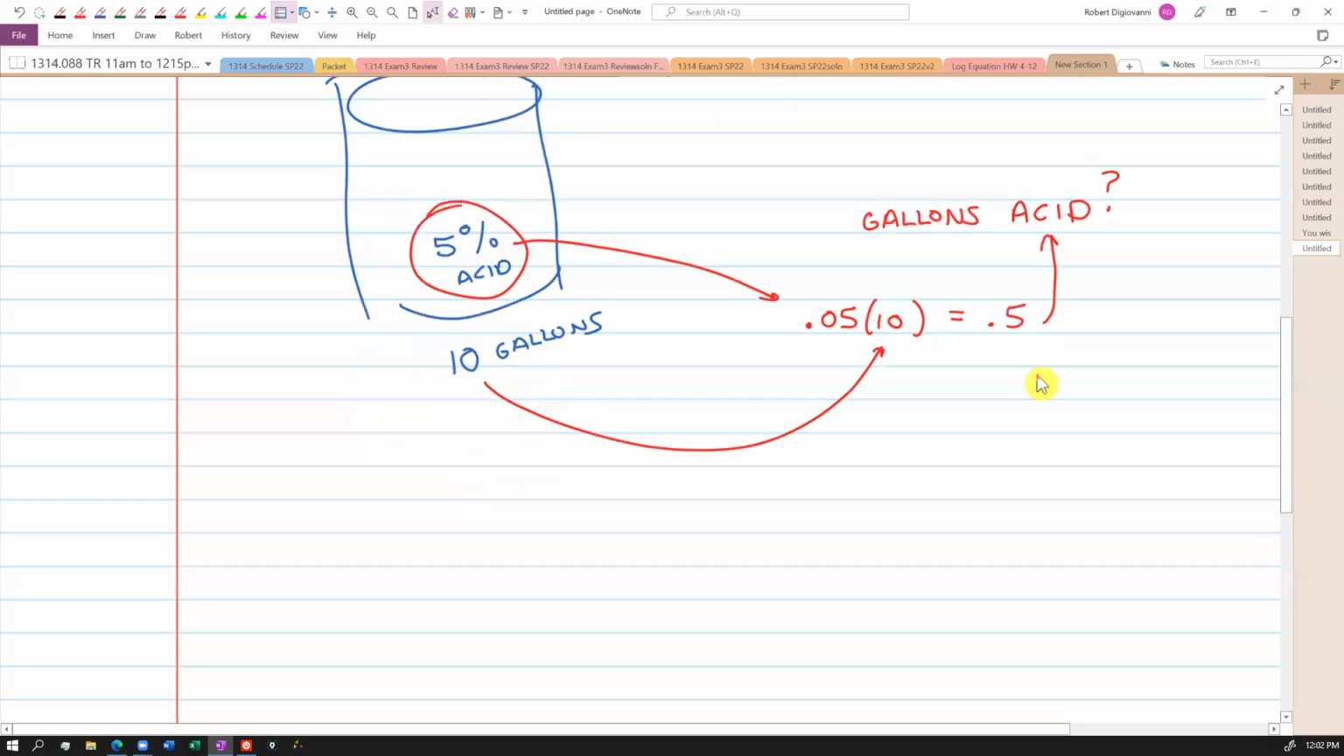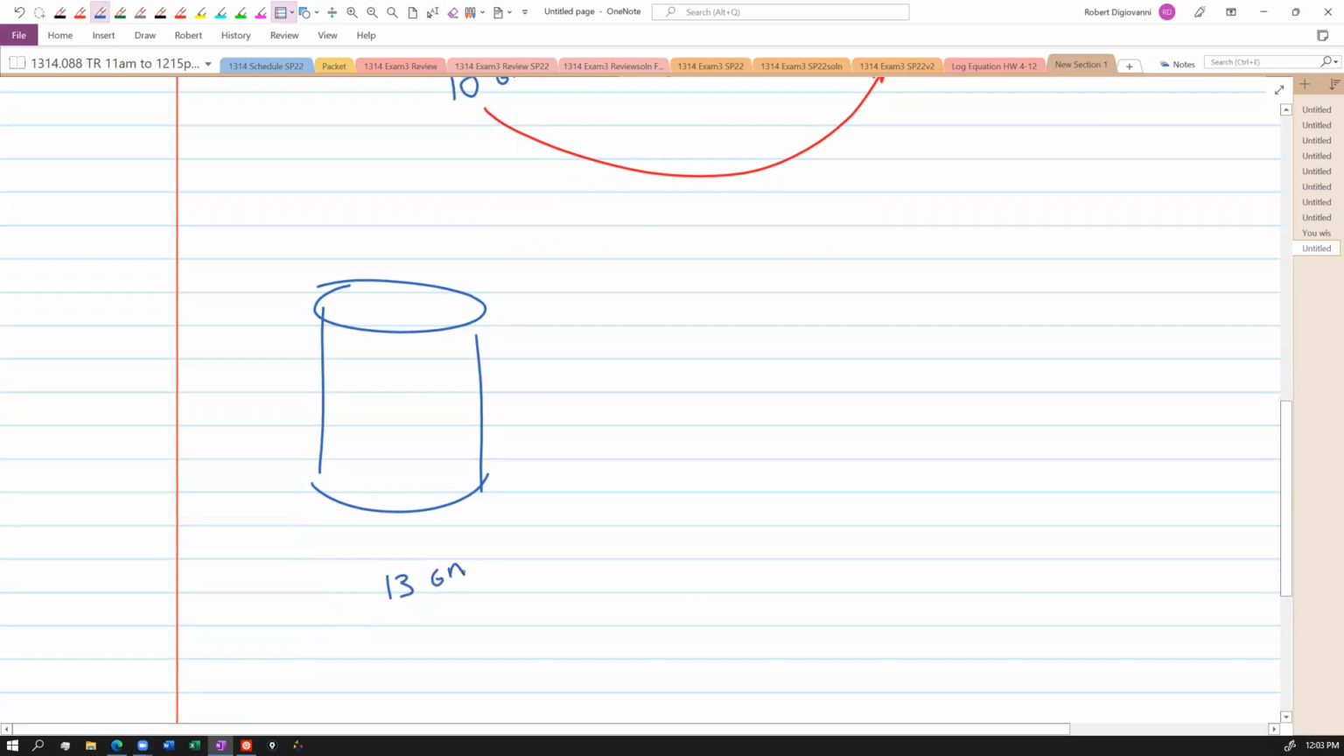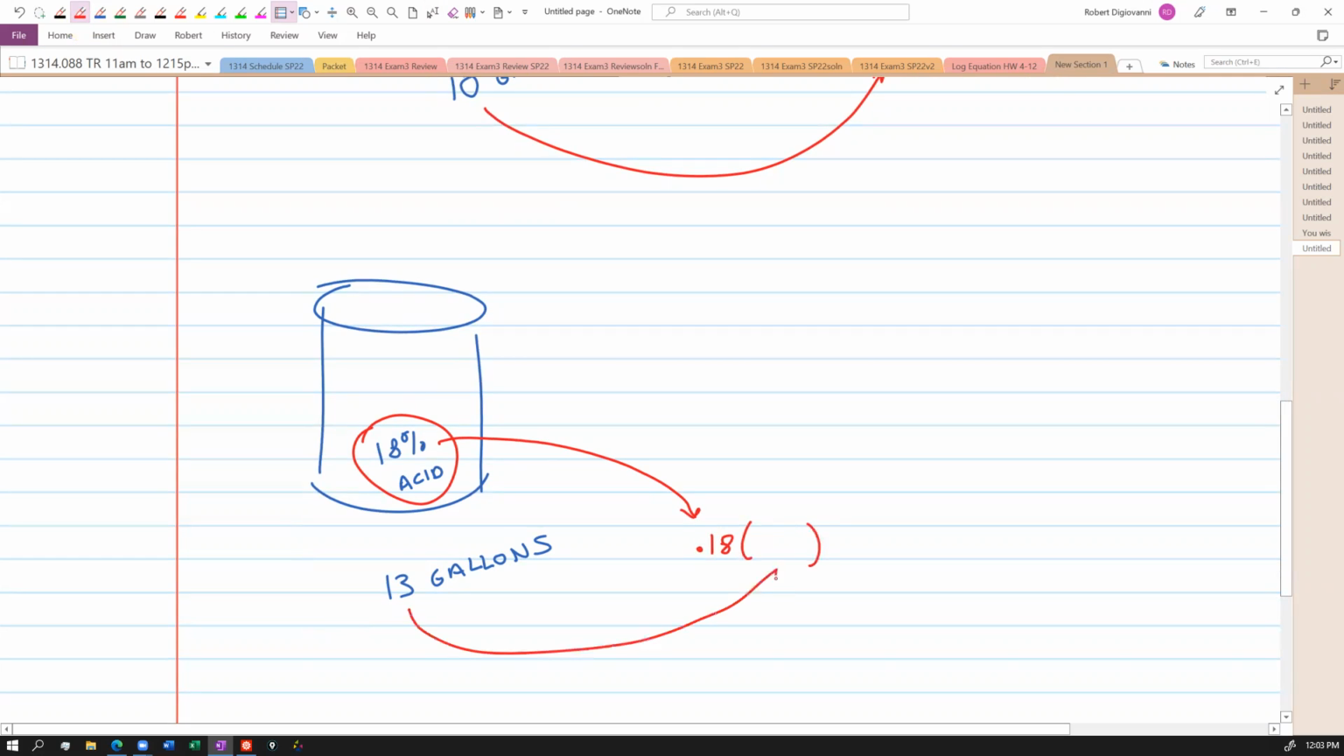Let me do one more. What if you had a container that had 13 gallons in it? See, I'm going to start using numbers that aren't nice. 13 gallons, and let's say this was an 18% acid mixture. How many gallons of acid are there? So what's the mathematical computation? Take this, turn it into 0.18, multiply that by 13, and you get 2.34 gallons of acid.